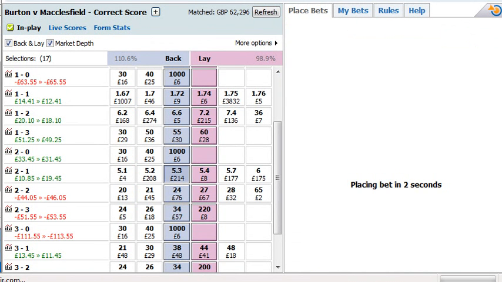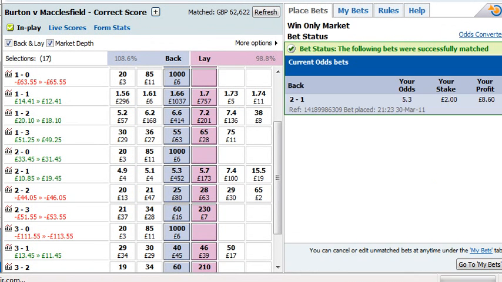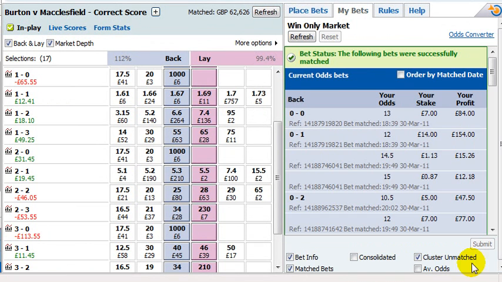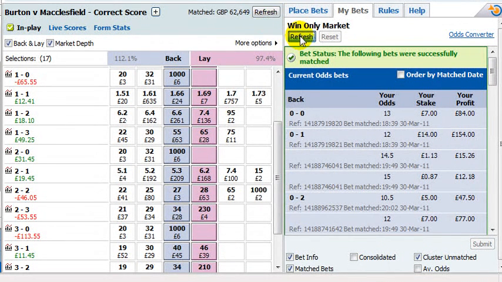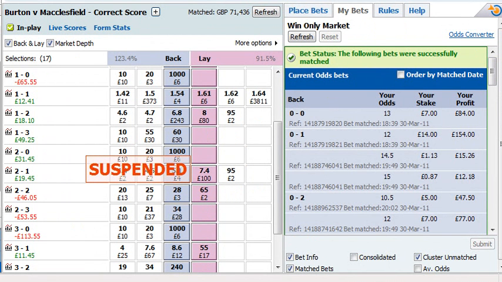I want to bump up that 2-1, so I'll back that for a minimal £2, 5.3. So that brings us up to our 20% figure on the 2-1. Lowers our 1-1 profit to 12.5%. 1-2, that's about 18%.